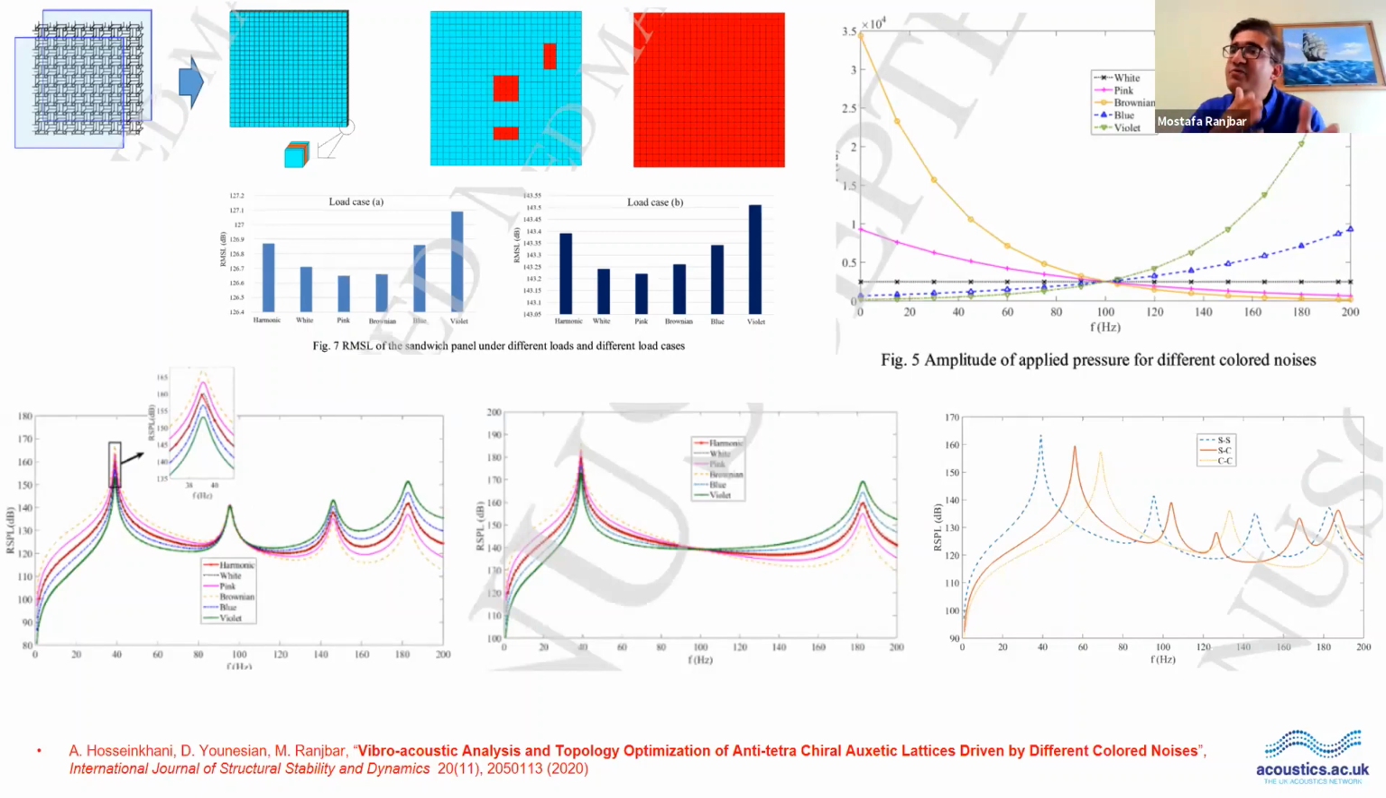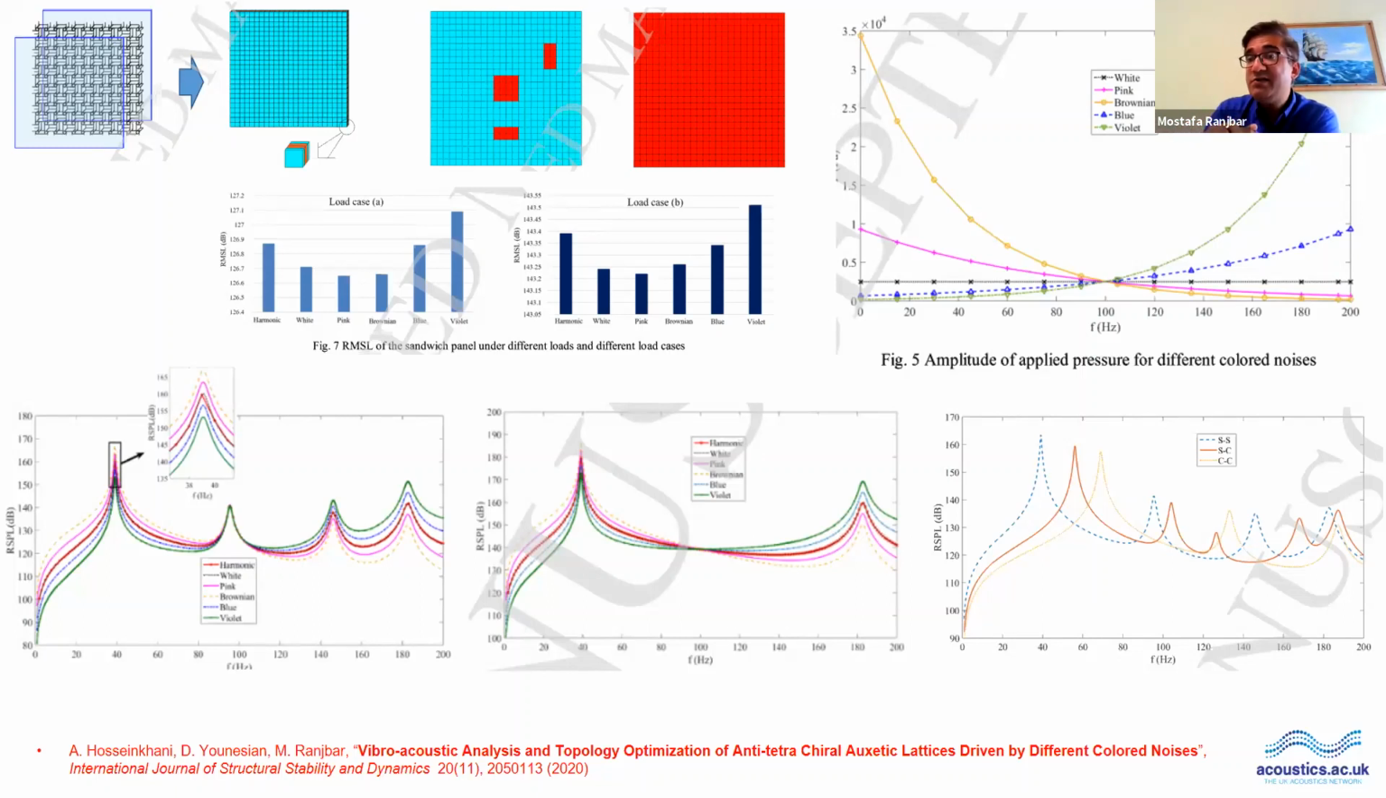How about if we have different types of excitation, like white noise, pink noise, Brownian, blue, violet noise, but in the same areas that they have been applied from the previous cases. And I wanted to see the effect of different loading, and also different boundary conditions, because different loading means different applications in engineering.